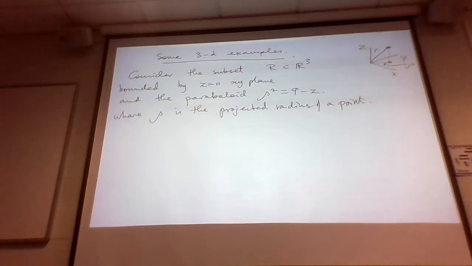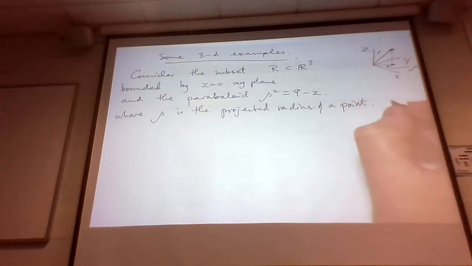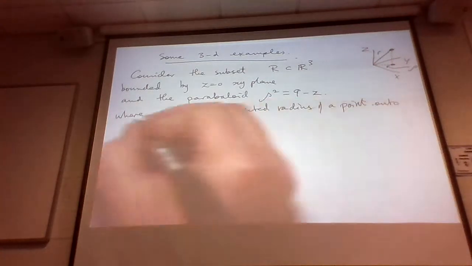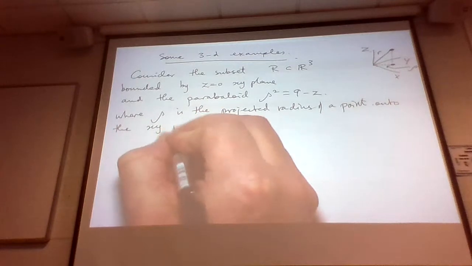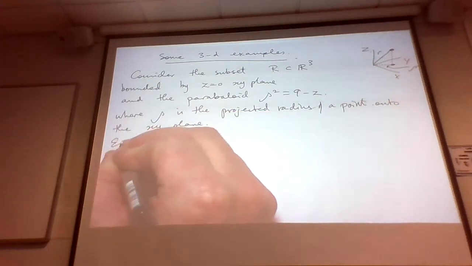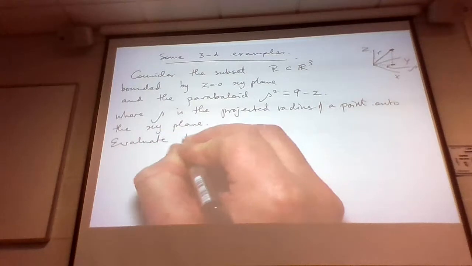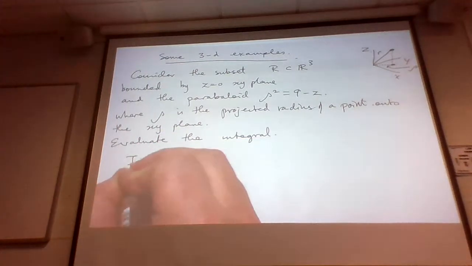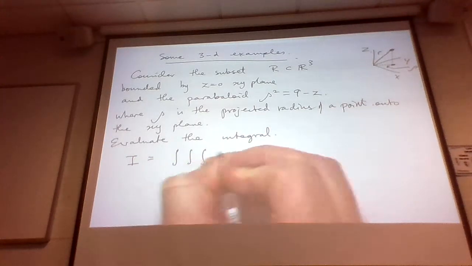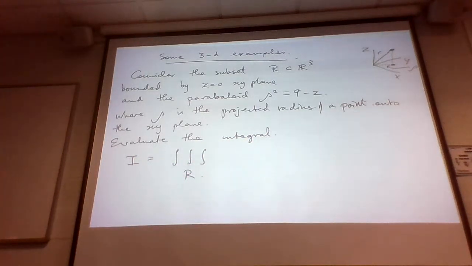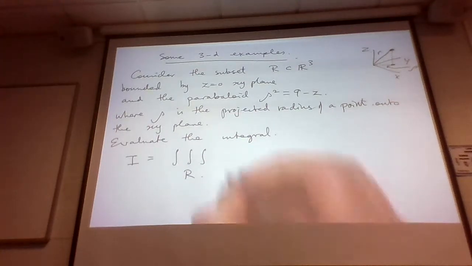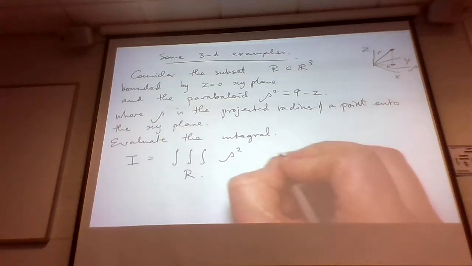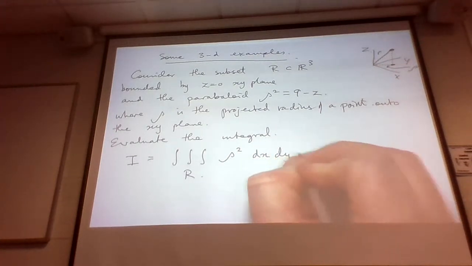And we are going to be asked to use the projected radius of a point onto the xy plane. And our task here is to evaluate the integral. So it's a triple integral over R, because we're integrating over a portion of three-dimensional space. And we want to integrate the function rho squared dx, dy, dz.